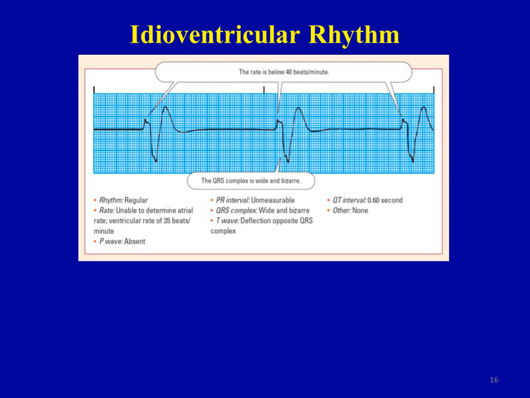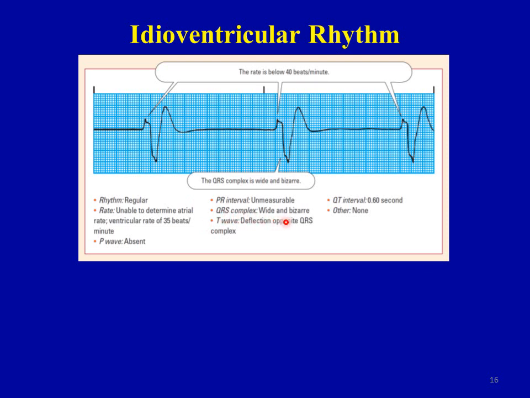Now let's go to the idioventricular rhythm. Just from looking at this ECG, we can predict that there is a bradycardia. The heart rate is too slow. The heart rate is 35 beats per minute. We don't see any P waves, so P waves are absent. The PR interval is unmeasurable because of the lack of P waves.